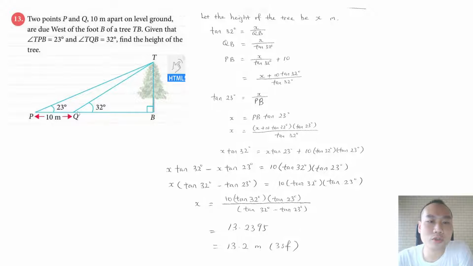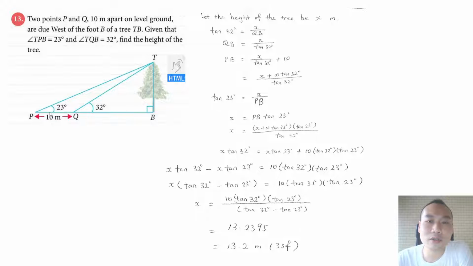So using the first triangle over here, tangent 32 is actually the height, x meters, over QB. So QB is actually x over tangent 32. We just rearrange things a little bit. But we don't know what QB is, we don't know what x is, so this is a little equation with two unknowns. But we can leave it there for a little while. Let's take a look at the next triangle and see what we can do.